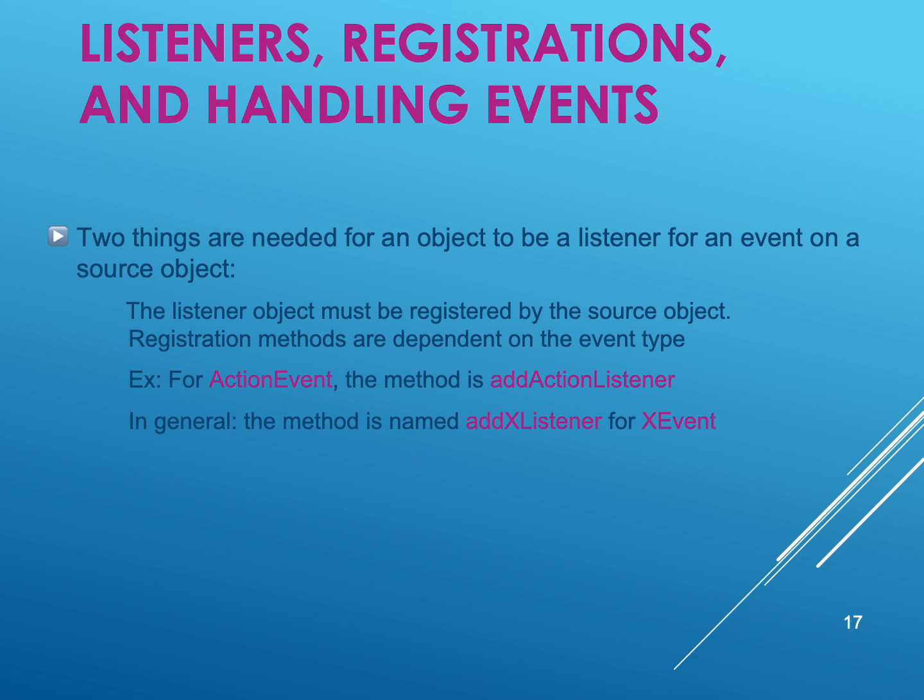The second thing that is needed for an object to be a listener for an event on a source object is that the listener object must be registered by the source object. Registration methods are dependent on the event type. For example, for ActionEvent, the method is addActionListener. In general, the method is named addXListener for XEvent.